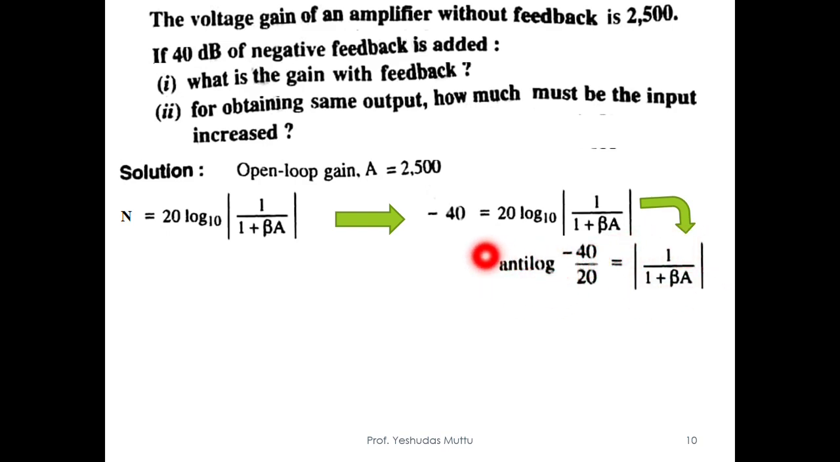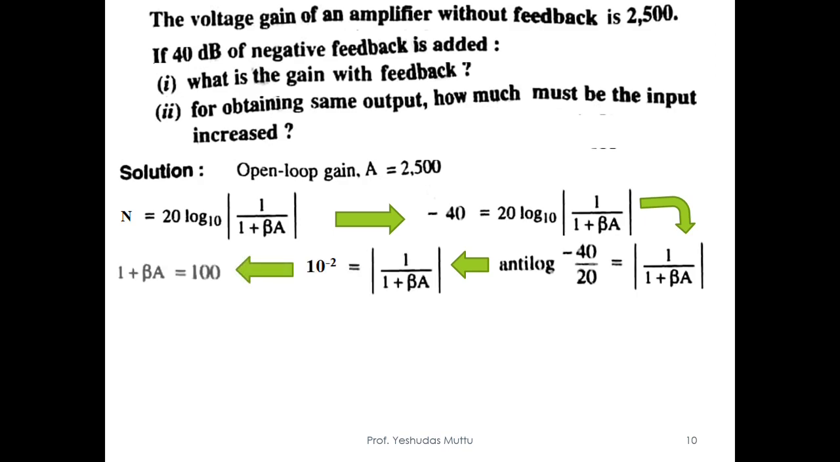Now how to find anti-log? It is basically 10 raised to this particular value. Now why 10? Because log to the base 10. That is the reason you have to take 10 raised to minus 40 upon 20. If this was log to the base 2, then it would have been 2 raised to minus 40 upon 20. But as of now it is log to the base 10. So it's going to be 10 raised to minus 40 upon 20. So if I solve this, 10 raised to minus 40 upon 20 will be 10 raised to minus 2.